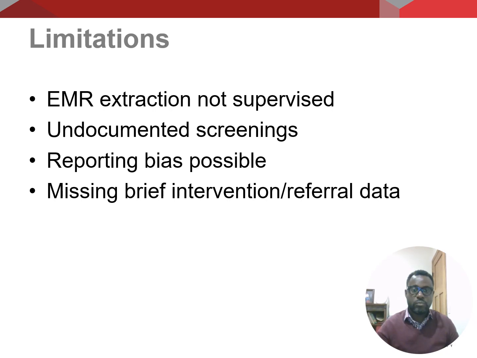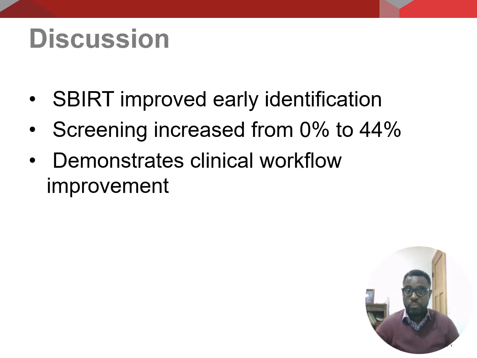And the discussion. SBIRT improved early identification. That is established based on what we did over here, implementing the CAGE-8 tool as part of the SBIRT protocol. It actually improved early identification of substance use disorder by doing the screening, increasing the screening from 0 to 44%. Remember, at this facility, there was a 0 screening being done, and 44% of them were screened based on the total number of patients that were seen within the period of intervention. And to me, that is very clinically significant.